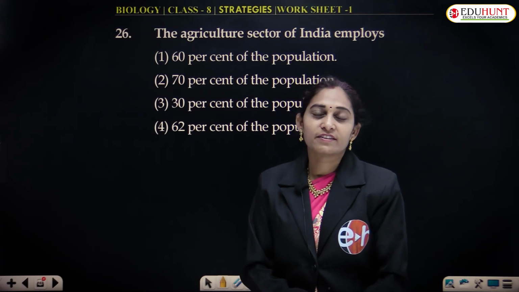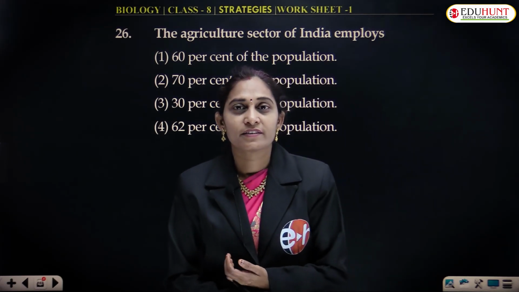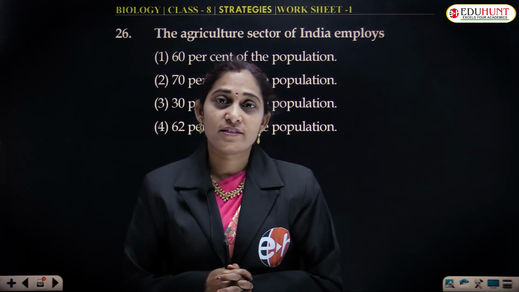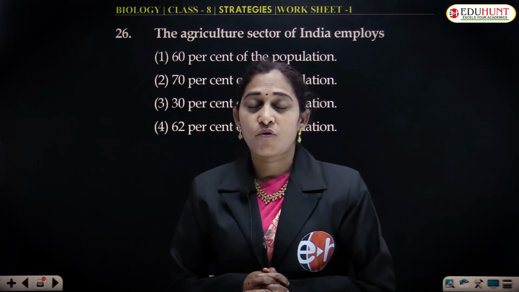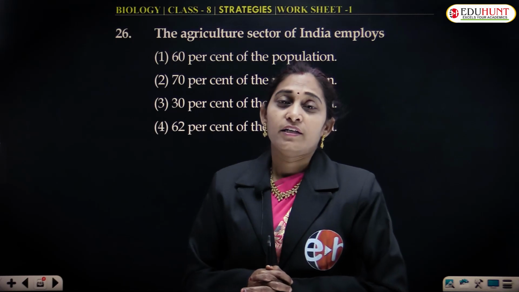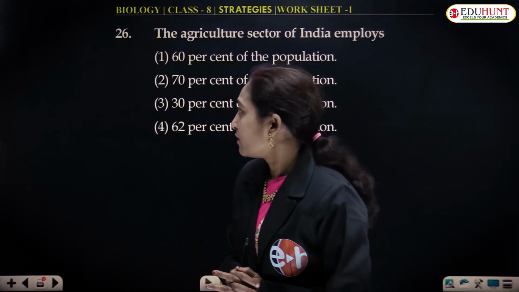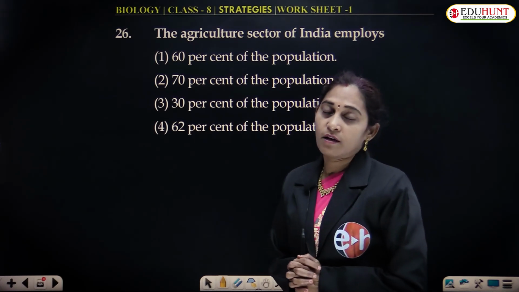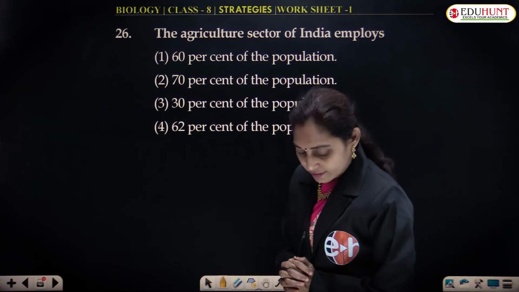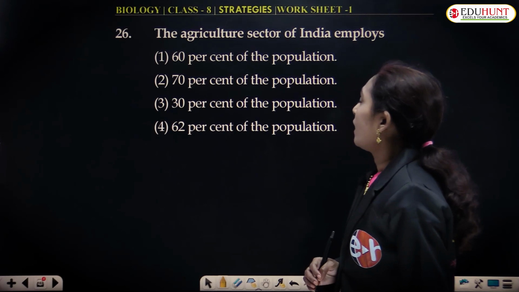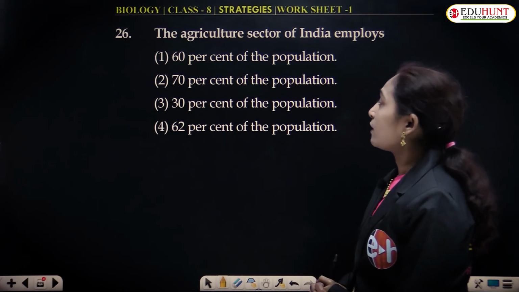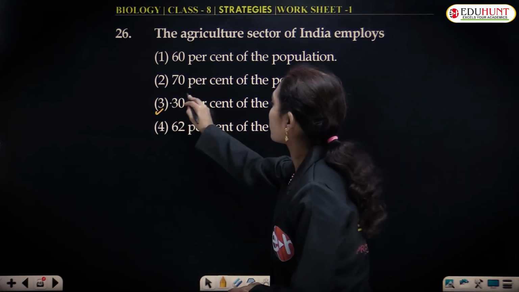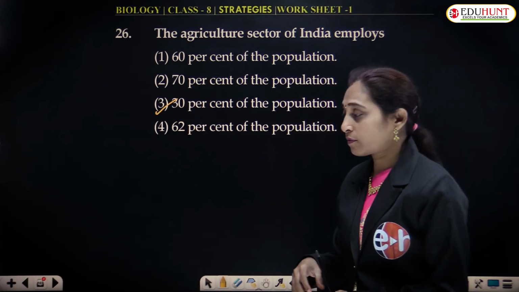Under that we have finished the explanatory part. Now we are in the state of answering some multiple choice, true or false, and match the following type of questions. In the previous session we have finished the student illustration part up to 25th bit. Now, let's see the 26th bit: the agriculture sector of India employs 30% of the population.